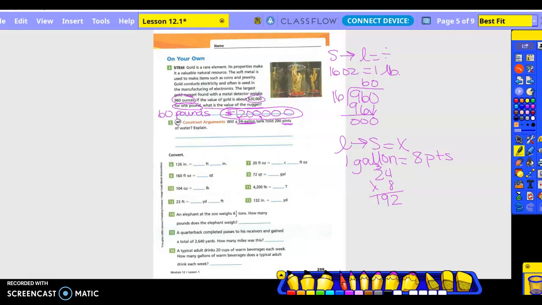So would that hold 200 pints? You have 192 and then you have 200, and you're going to pour that 200 pints into the 192-pint container. Is it going to hold it? No. So no, because 24 gallons equals 192 pints. So the tank would not be large enough.